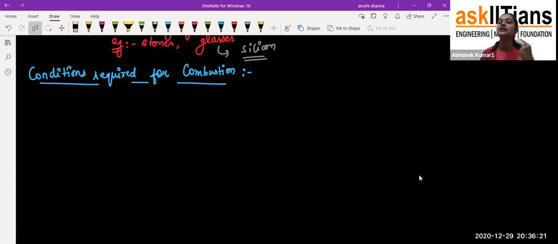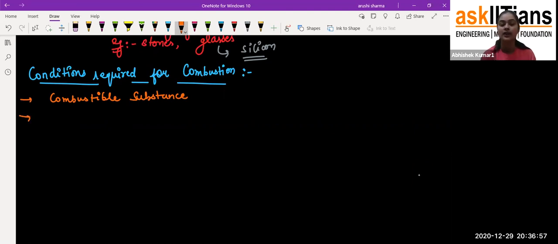First of all, it should be a combustible substance. You will say, ma'am, you said that we human bodies are also carbon compounds, so why are we not undergoing the combustion process? Because we are getting oxygen, exactly. But for that we require the ignition temperature. I'll write down some points here. First of all, we require one combustible substance which can undergo combustion. A combustible substance should be there. If there is no combustible substance, it will not undergo combustion.